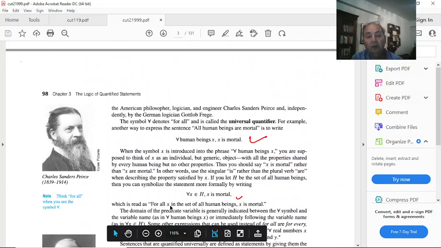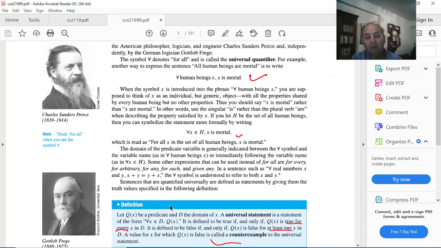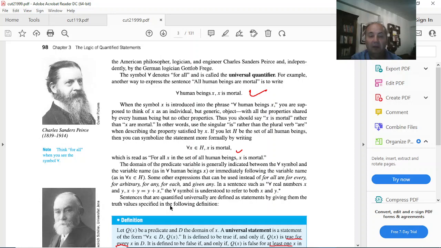Quantifiers start with the universal statement. What does universal mean? It covers everybody and every generic name or generic instance. For example, every human being x is mortal, or for all x, this symbol is for all x in the set of all human beings. x is mortal. This is the proposition.